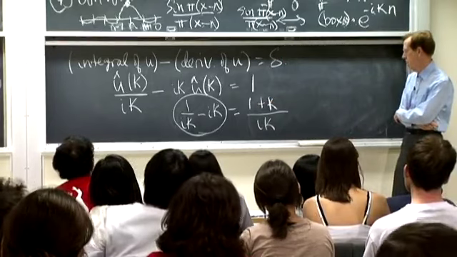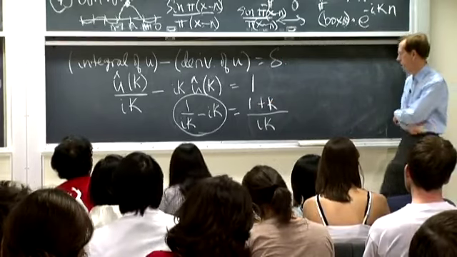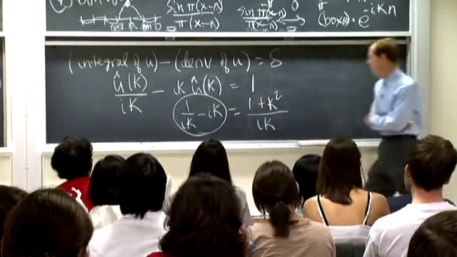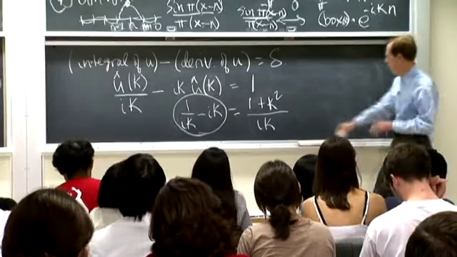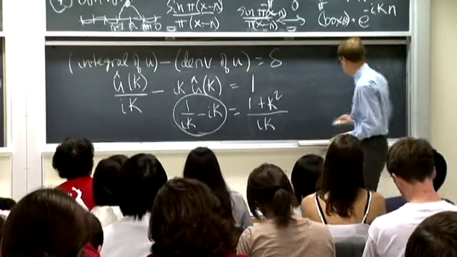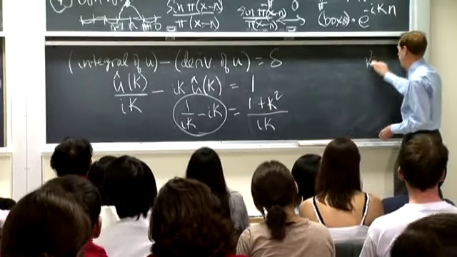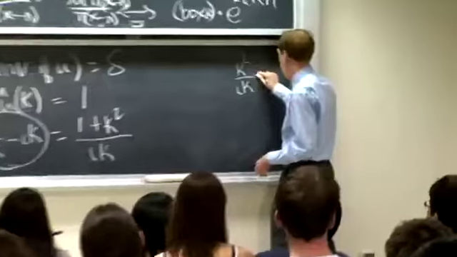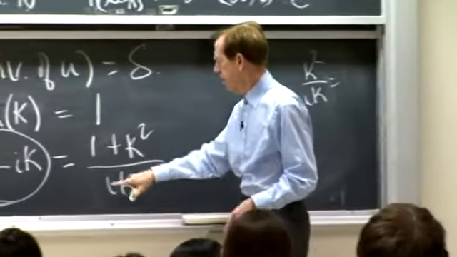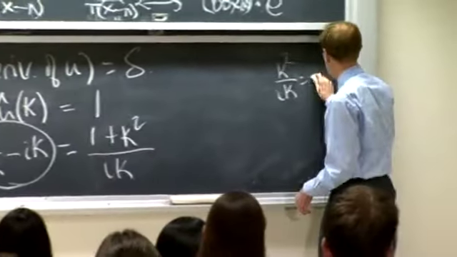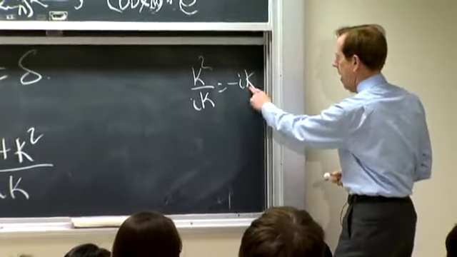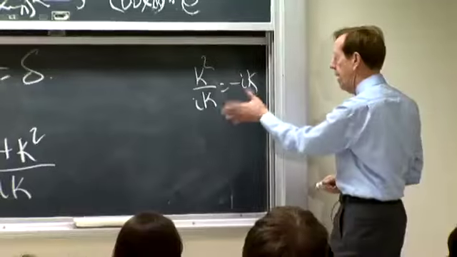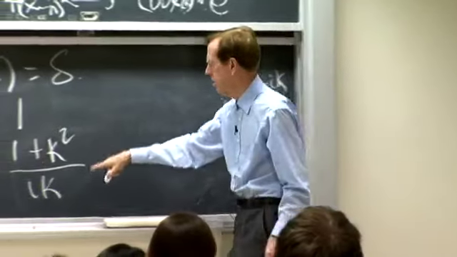Does that look good? Or does that look bad? k squared? Does that look better? So I'm wondering, is k squared over ik the same as the minus ik? Yeah. Bring it up, and the minus i squared is 1, and I've got k squared. So this looks good.